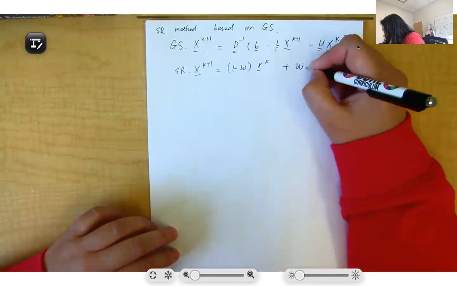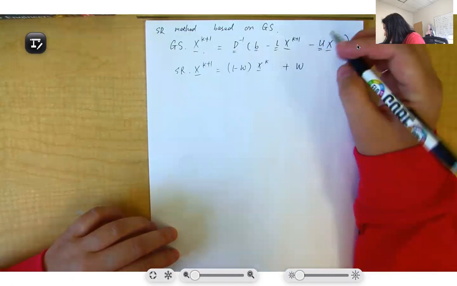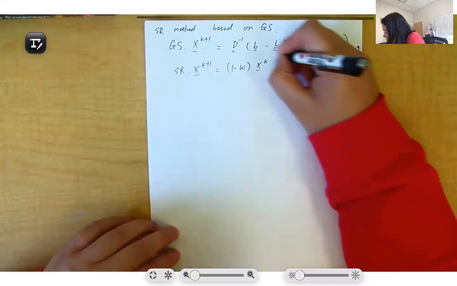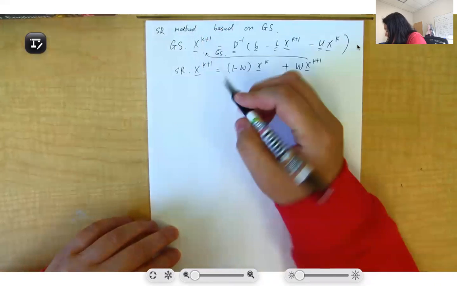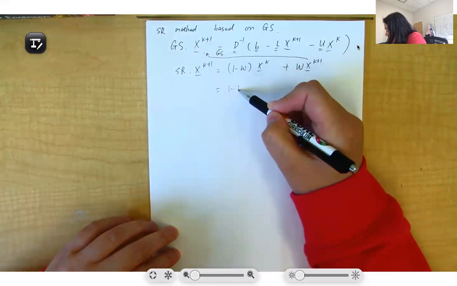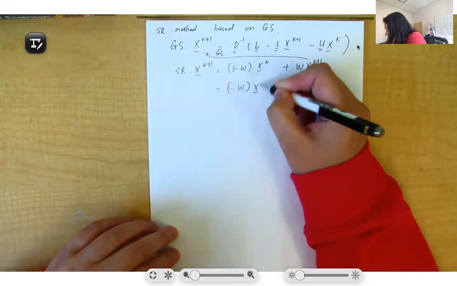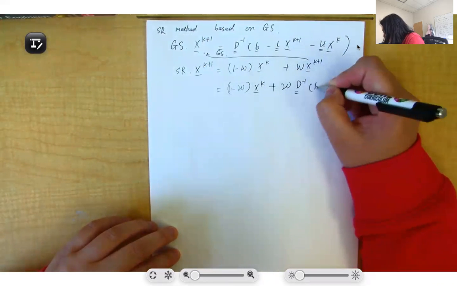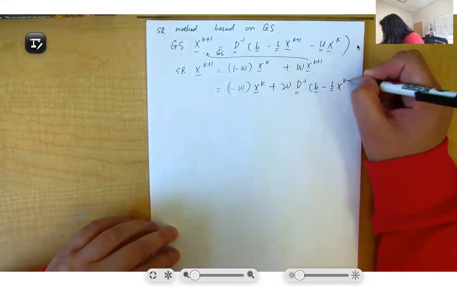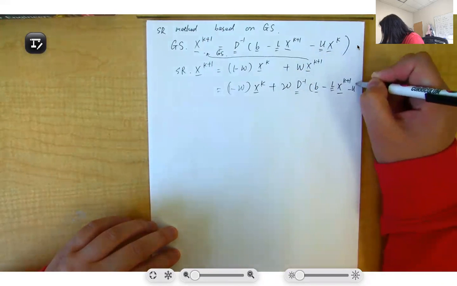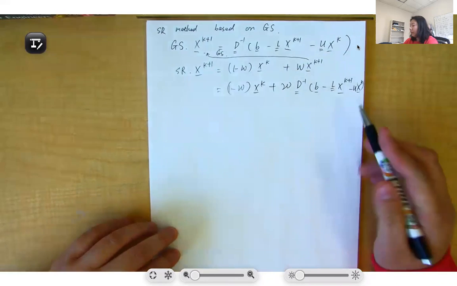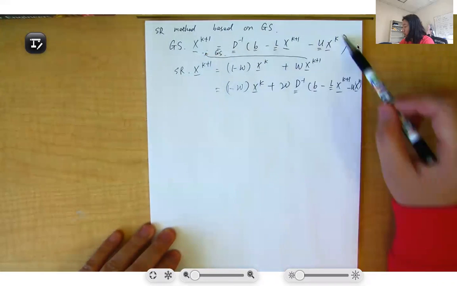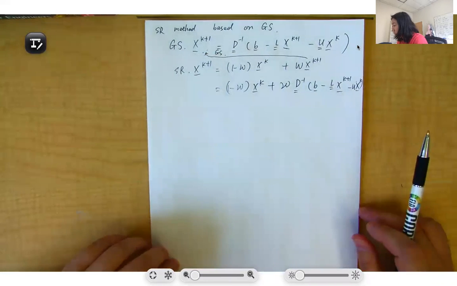That means that is omega times x_{k+1}, and this is from Gauss-Seidel. So we can rewrite this equation, which is (1 minus omega) x_k plus omega times the inverse of D, times (b minus L x_{k+1} minus U x_k). Okay, so we just use the Gauss-Seidel x_{k+1} equation to substitute here.